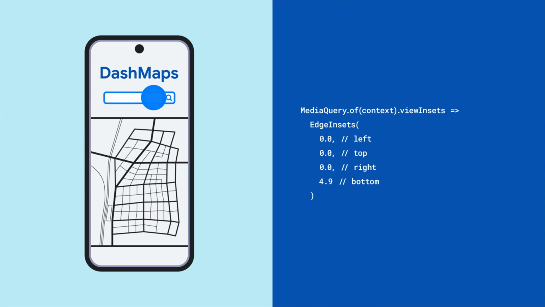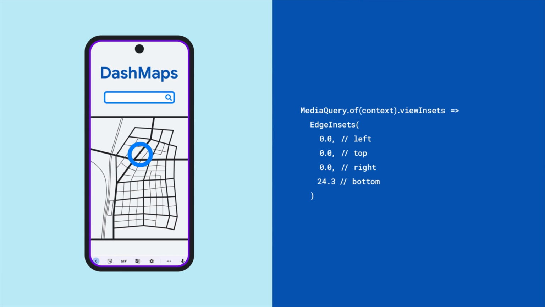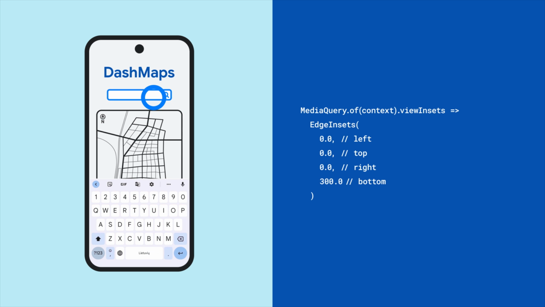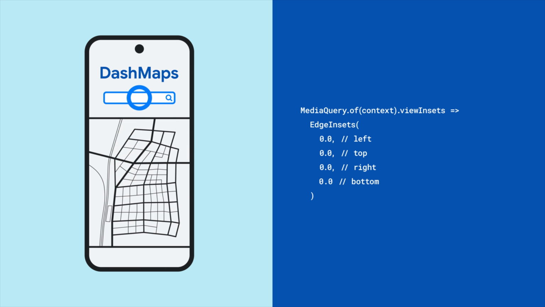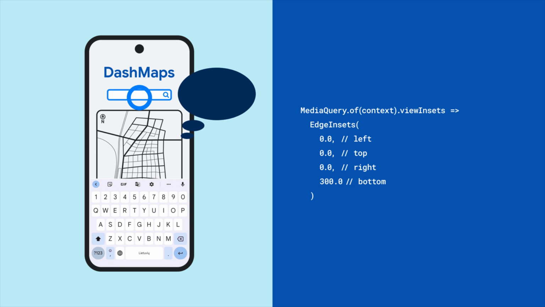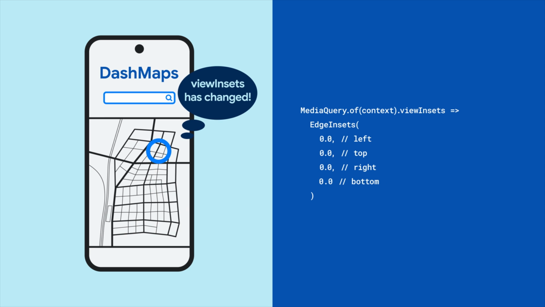For example, when the virtual keyboard is opened and closed on mobile devices, MediaQuery's view insets property changes. Even if your widget doesn't care about the view insets property, having called MediaQuery.of forces you to rebuild every frame while the keyboard animation is playing.